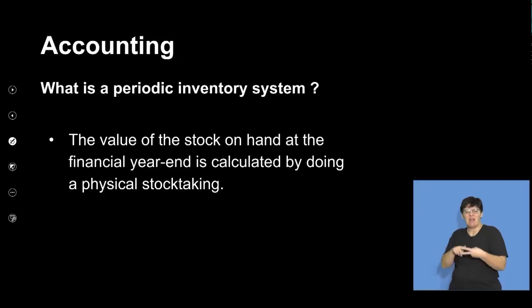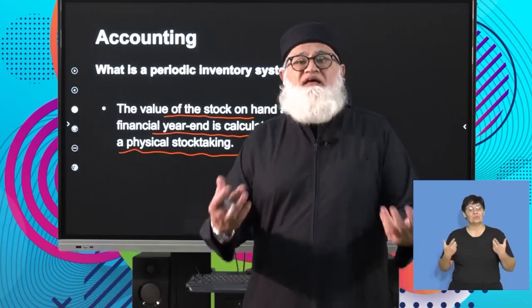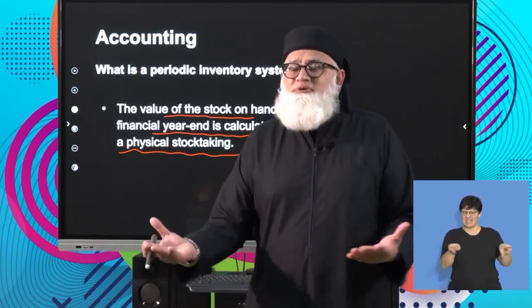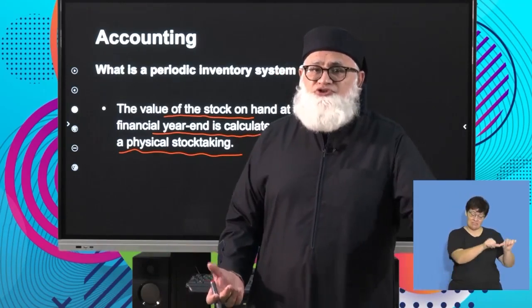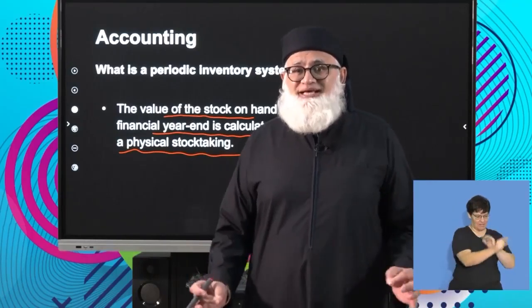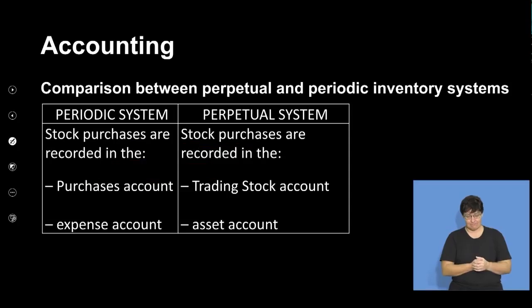The value of your stock on hand at the financial year end is calculated by doing a physical stock taking. Obviously, in order to determine the value of stock at the end of the year, we do a physical stock take. So you can see there is common ground between perpetual inventory and periodic inventory, both of them dealing with the physical stock take at the end of your financial year. Okay, let's make a comparison now between the two systems. Here goes.